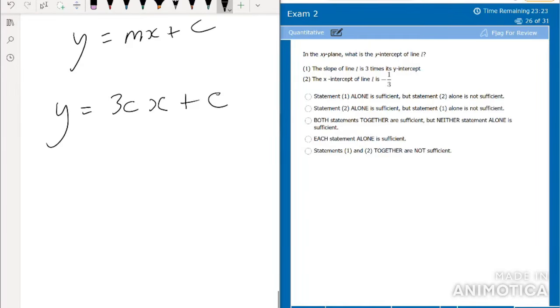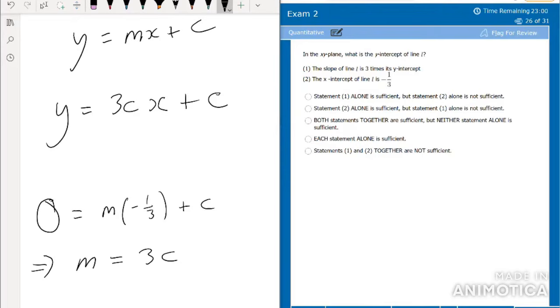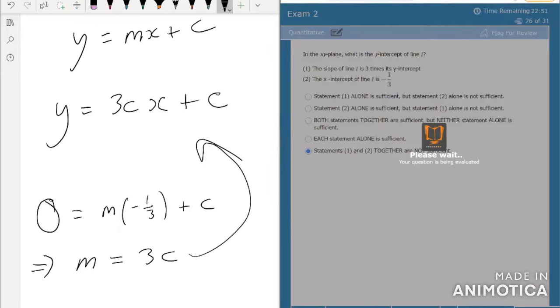The x-intercept of line L is minus a third. Okay, so that means that if we plug in 0 for y in our original equation, 0 equals mx plus c, so m times minus a third plus c, which tells us that m over 3 equals c, so m equals 3c. And that's actually the same information as we already got in 1. So even together, they're not enough because it's 2 of the same equations.